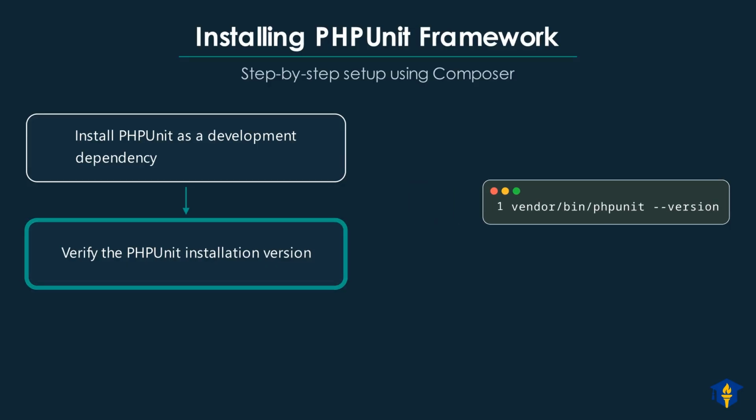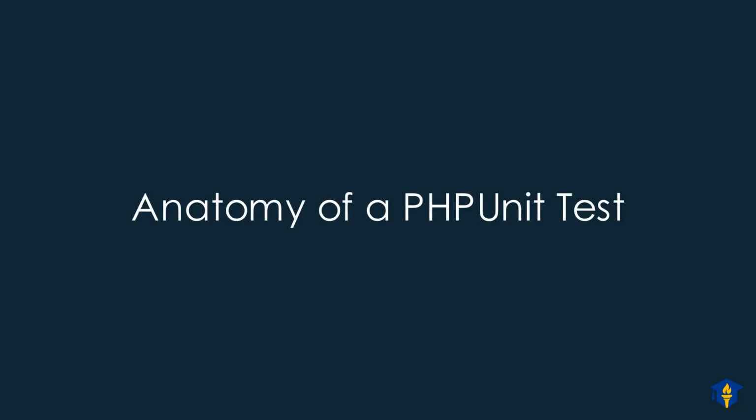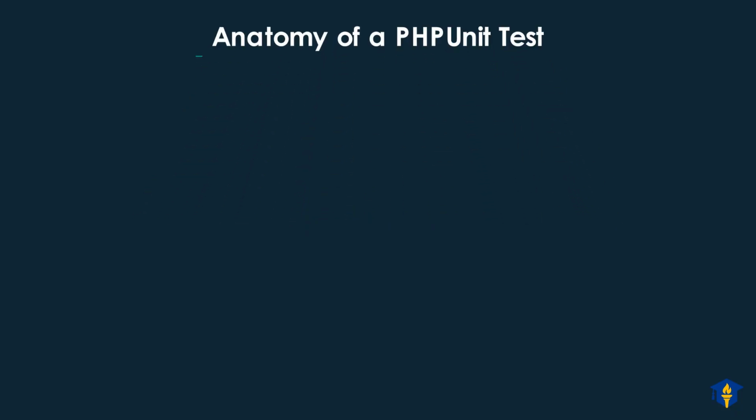After installation, verify the PHPUnit version by running this command in your project's vendor bin directory. This step confirms that PHPUnit is correctly installed and ready for you to start writing tests. Let us explore the fundamental structure and components that make up a typical PHPUnit test file. Understanding these building blocks is crucial for writing effective and maintainable unit tests in PHP.